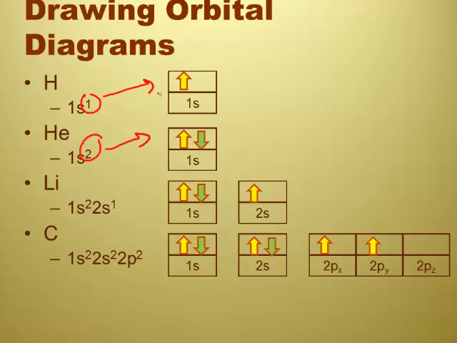I noticed, Mr. Kane, that you drew all 3 boxes for the 2p, even though there's no electron in the 2pz. Correct, because it's important to know that there's an empty one there. So always draw the boxes: 1 for s, 3 for p, 5 for d, and 7 for f. Even though they're not occupied, draw the boxes.